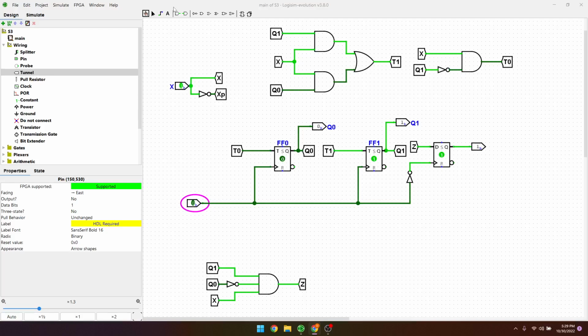So this is my clock right here. Perhaps I should label that. And so this is our flip-flop 0. This is our flip-flop 1. So for flip-flop 0, T0 is plugged into it. And since T0 is just equal to this equation here, we can use tunnels and just plug it in. And then same for T1, and then same for Z.